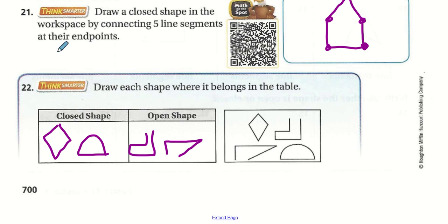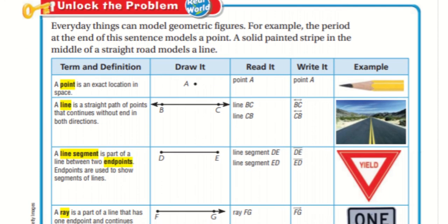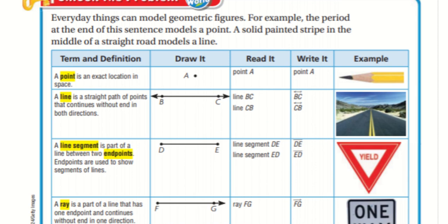All right, let's look at the next page. The next page is kind of a review of the vocab words that we had. Since there's a few of them, we're going to review them quickly, but we're also going to look at how we write them. Okay, when you write a point or draw it.